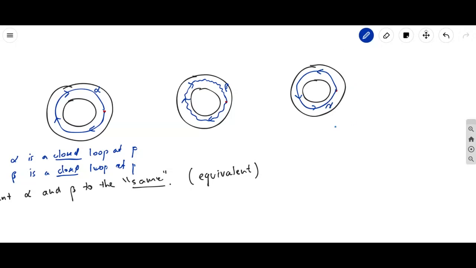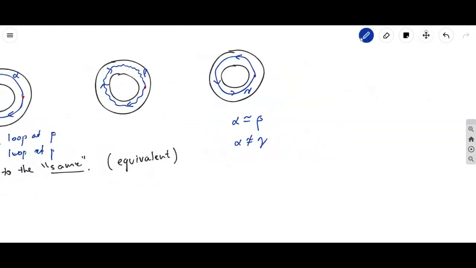Let's call this gamma. So we would say that alpha and beta should be equivalent to each other, whereas alpha and gamma would not be equivalent to each other. It kind of makes sense that there is no way to go the other way around. The only way you can do it is if you were to somehow take this loop, lift it up, and flip it over. But the moment you lift up the loop to flip it over, you are leaving your space. You want to stay within the space. You want to stay within the annulus. So somehow that would be different.